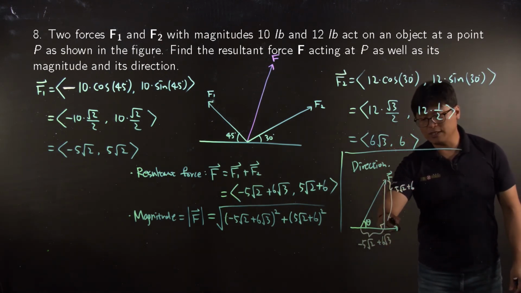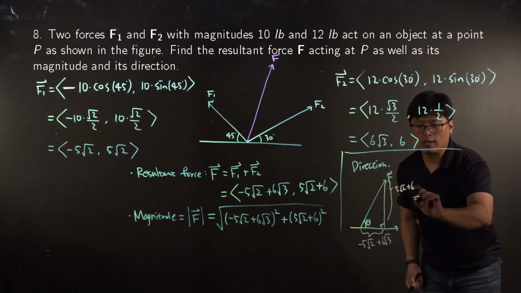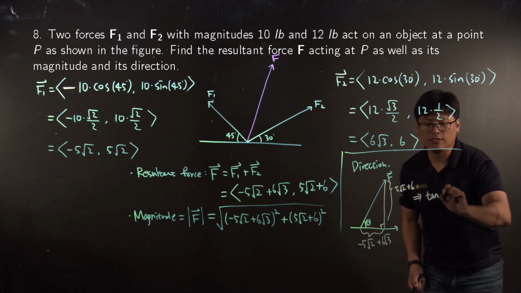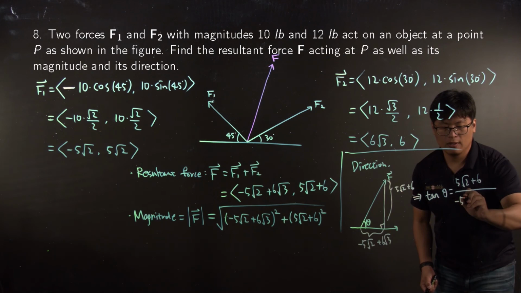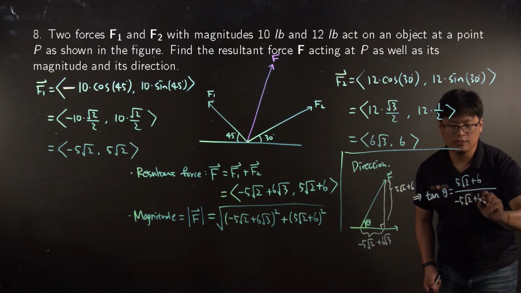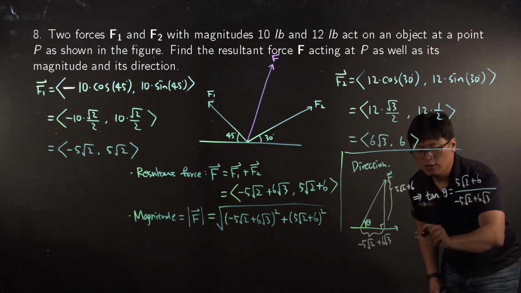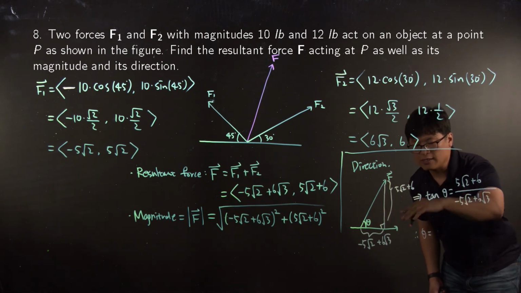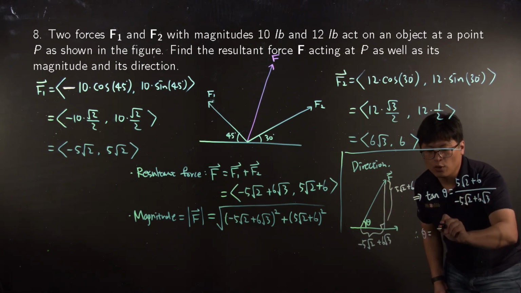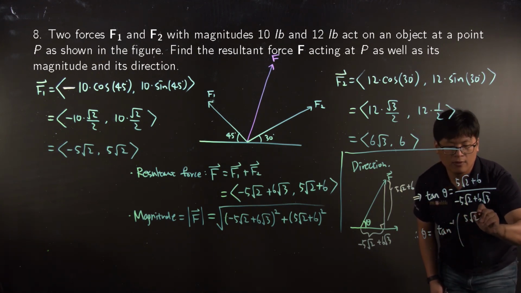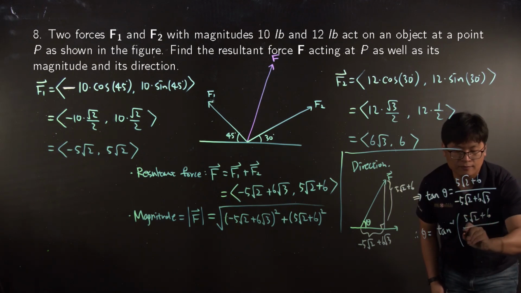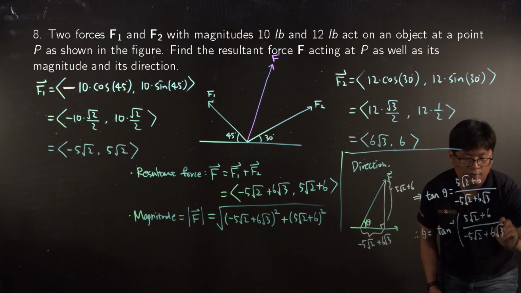So we know the opposite and adjacent. Then we can write this as tangent: tangent theta is equal to opposite over adjacent. So finally, your answer: the angle theta from the positive x-axis is tangent inverse, or arctangent, of the right-hand side. That's it.